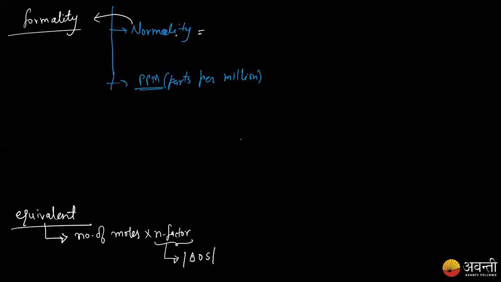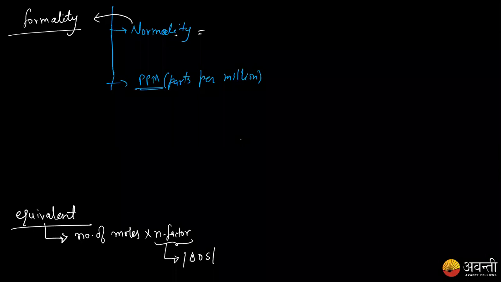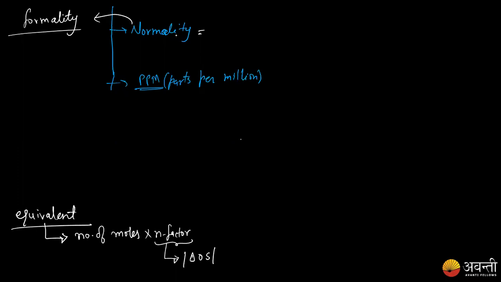So if it's complicating the molarity, then why are we studying normality? The reason is that normality is very useful in neutralization reactions. When acid-base neutralization reactions happen, normality is very useful. Molarity is not the correct expression to represent them. Hence, we use normality.